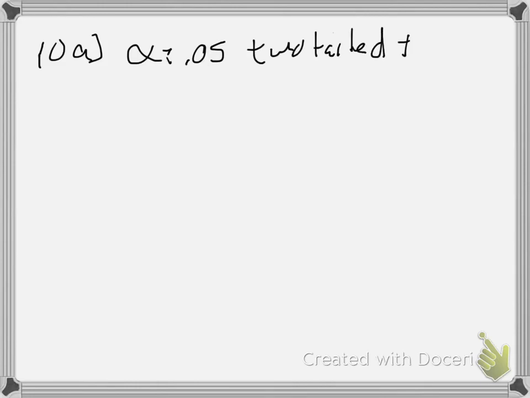So for example, number 10A, you were given alpha equals 0.05, and you were doing a two-tailed test. Well, if you're doing a two-tailed test, that means that alpha has to be split in half because you want half of it on the right-hand side and half of it on the left-hand side. So alpha in this case is going to be alpha over 2, which is going to be 0.025.